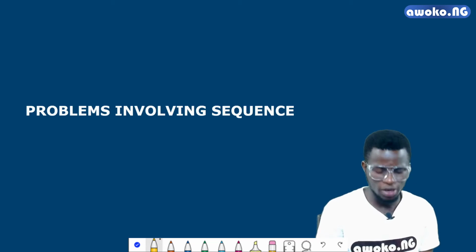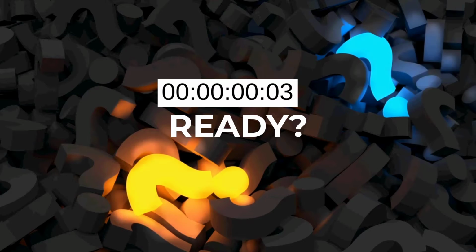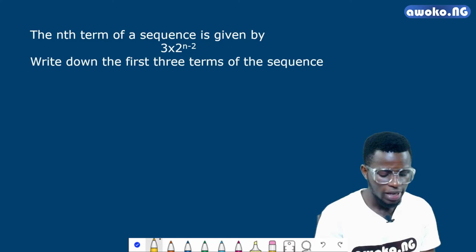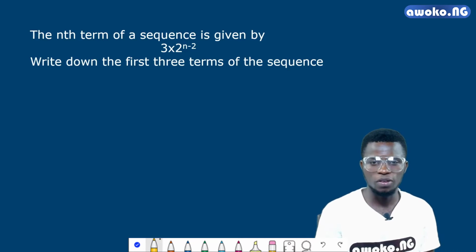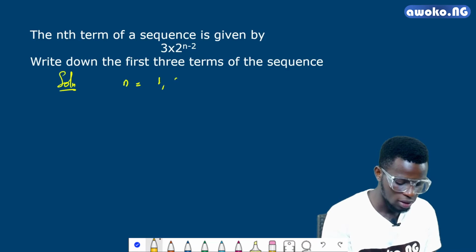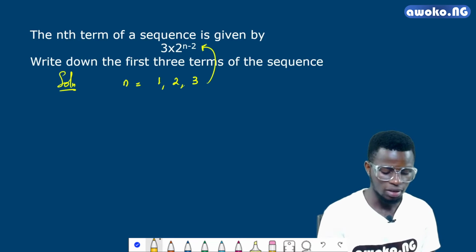We are considering the problems involving sequence in this lecture. So the first problem here is: the nth term of a sequence is given by 3 times 2 raised to the power of n minus 2. We're asked to write down the first 3 terms of the sequence. Therefore, what we're just asked to do is to substitute the values of n equals 1, 2, 3 into this particular well-defined rule that is guiding the sequence.